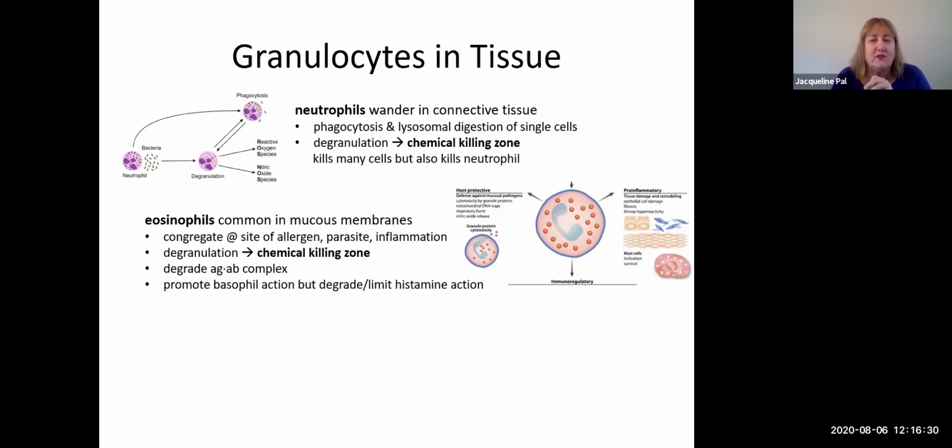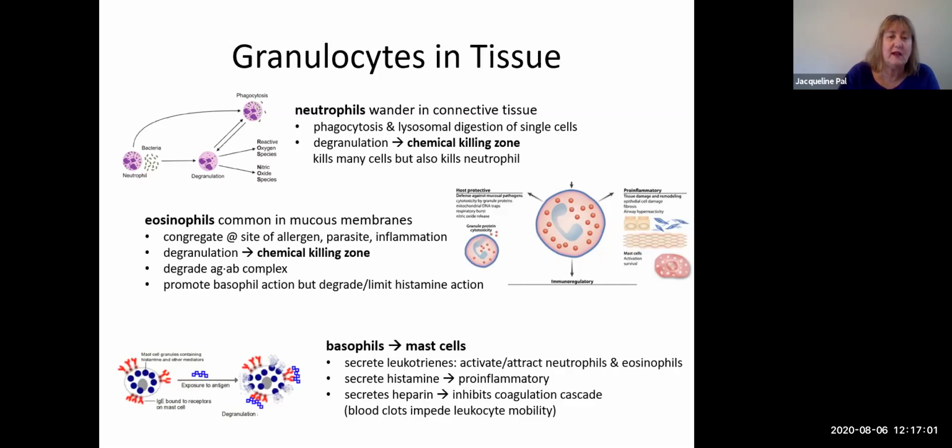And one of the very interesting things that eosinophils can do, and if you remember, they are generally anti-inflammatory, is that they actually regulate basophil action, and basophils are pro-inflammatory. It seems kind of counterintuitive, but they limit the amount of basophil action that can happen, whereas basophils not under the influence of eosinophils have a much more robust response.